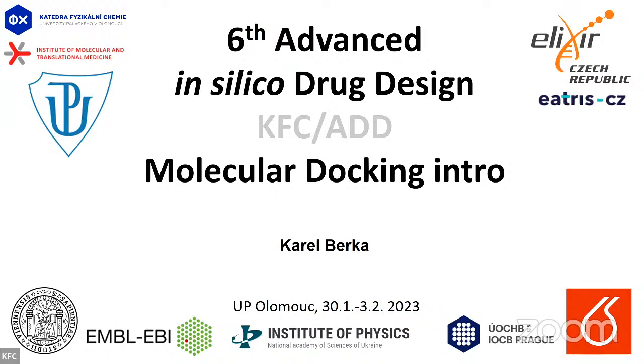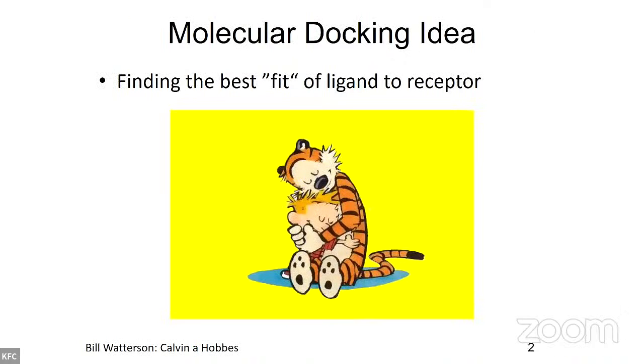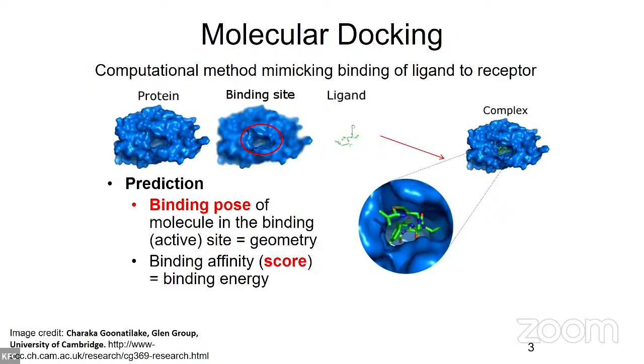And another one is the major topic of today, and that's molecule docking. What we are trying to achieve with molecule docking? We are trying to find the best fit of ligand to receptor, similarly as Calvin is fitted to the hops in this picture. But in a protein sense, we have a protein, we have its binding site, we have a ligand, and we want to generate a complex, which is called pose.